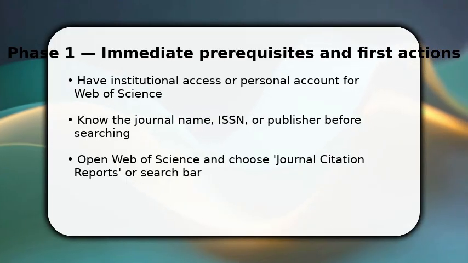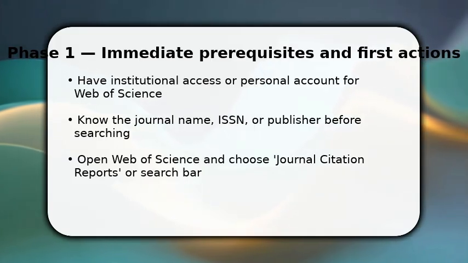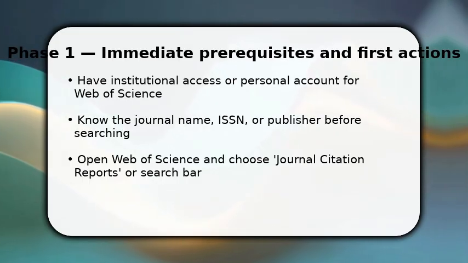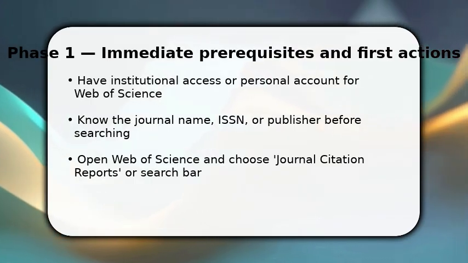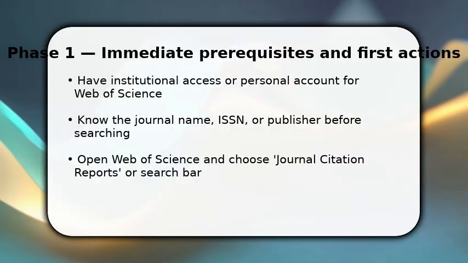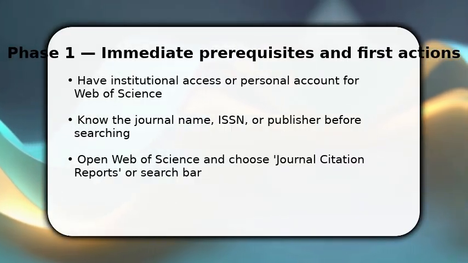You start by signing into Web of Science with your institutional or personal credentials. This ensures you can access Journal Citation Reports. Once logged in, locate the Journal Citation Reports link or use the search field to enter the journal title or ISSN. Do this now so you can move directly into metrics.